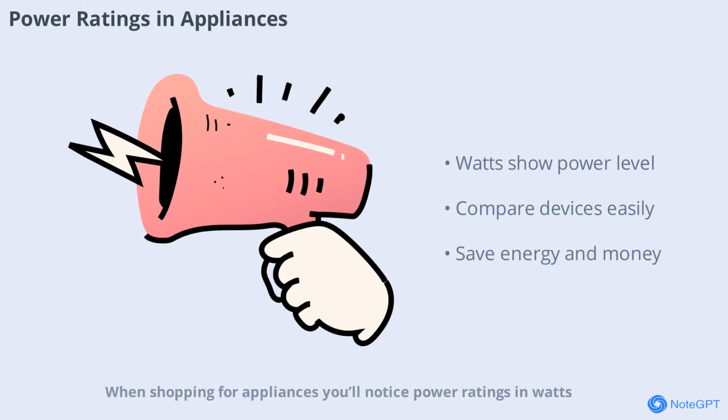When shopping for appliances, you'll notice power ratings in watts. These ratings help you compare how quickly devices can do work and how much energy they'll use. Choosing the right power level can save money and energy in the long run.